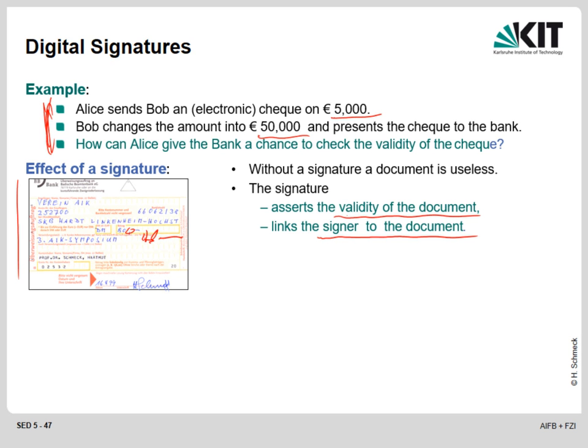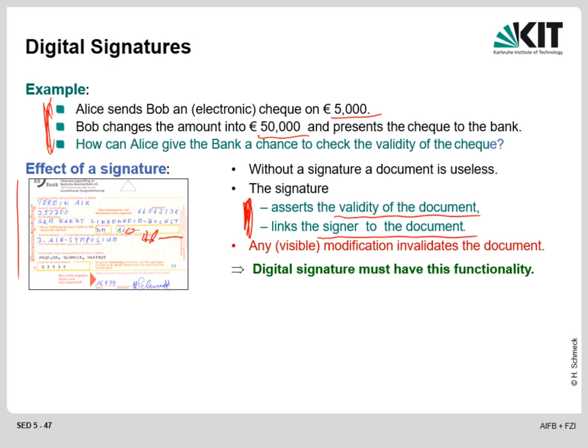Now we want to have the same functionality on a digital document. You have to make sure that both aspects are integrated into a signature. You have to assert the validity of the document, and the signer has to be linked to that document. Obviously, any visible modification invalidates the document unless the modification carries a signature. And so the digital signature must have exactly the same functionality.